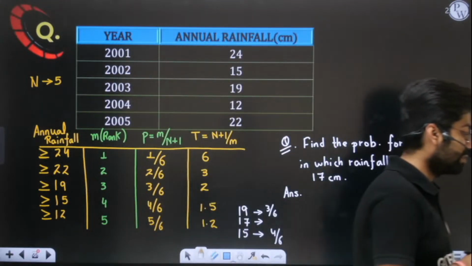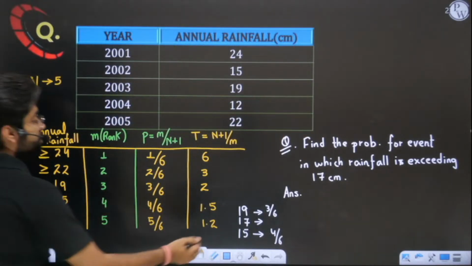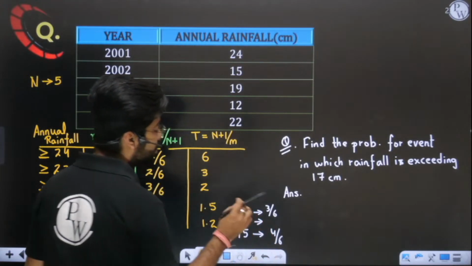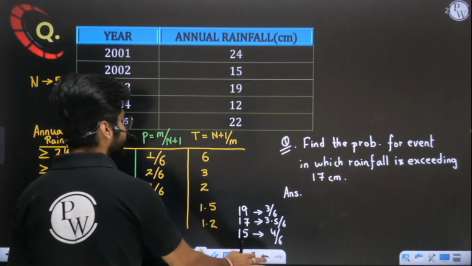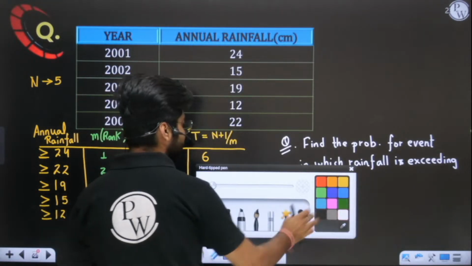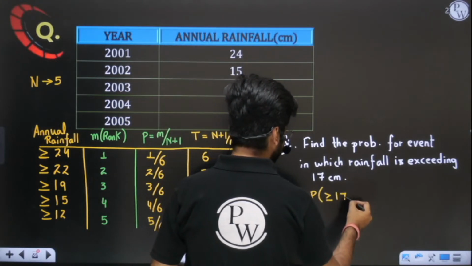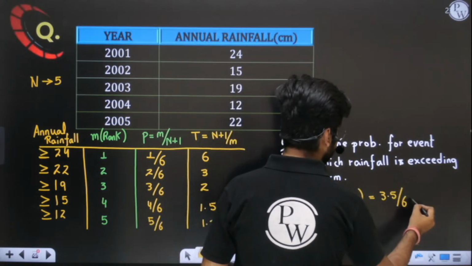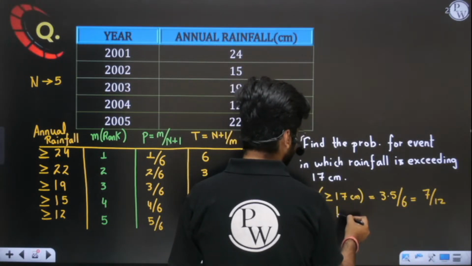So we will interpolate. Yes, perfect, Sushil. We will do it by interpolation method. So 19 is 3 by 6, 15 is 4 by 6. So obviously 17 is in between. What comes exactly in between 3 and 4? Sir, it is 3.5. So the answer will be 3.5. I hope this thing is very, very clear to you. So I will write, for probability greater than 17 centimeter, the answer is 3.5 by 6. 3.5 by 6 is nothing but 7 by 12, when you divide it.